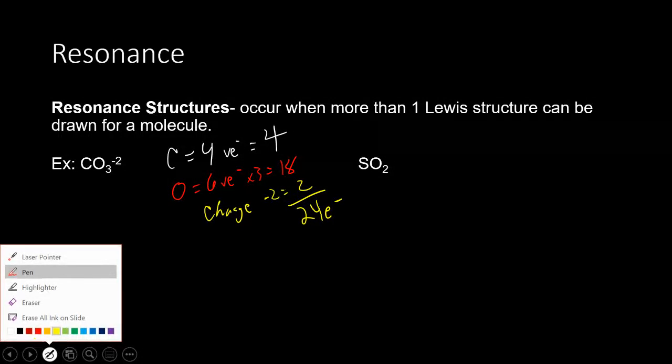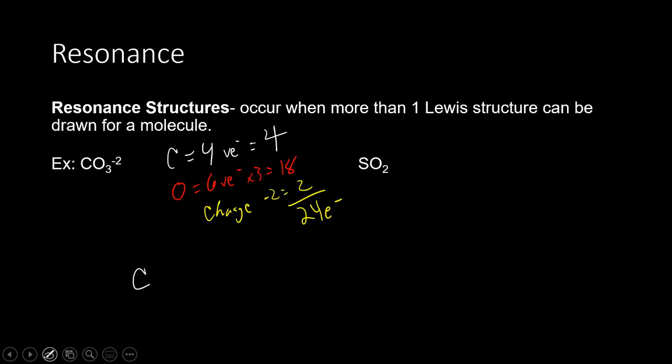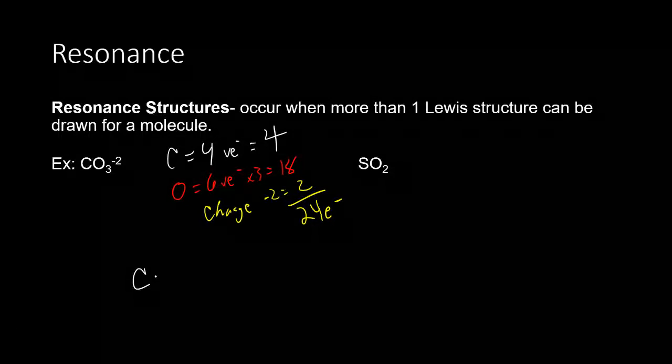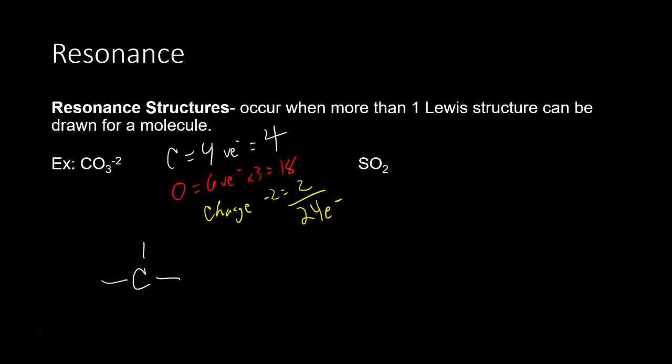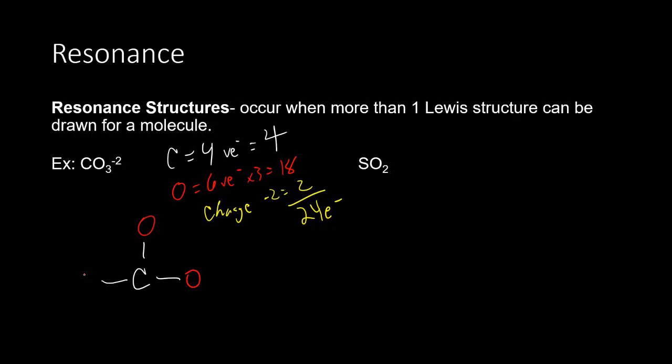So we do that by starting with carbon in the center. You bond carbon to each of the oxygens. All right. Those bonds take up 2 electrons each. So that's 6 electrons for the 3 bonds, and that leaves us with 18 electrons.